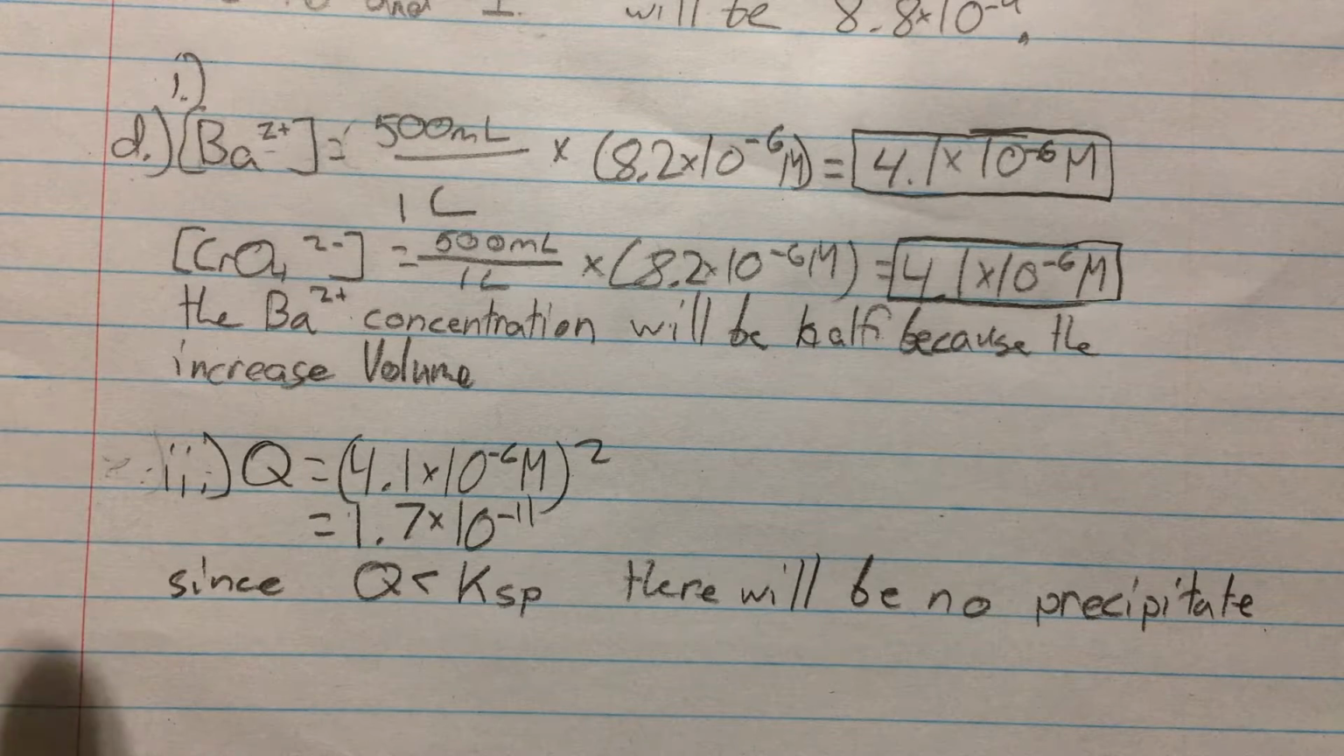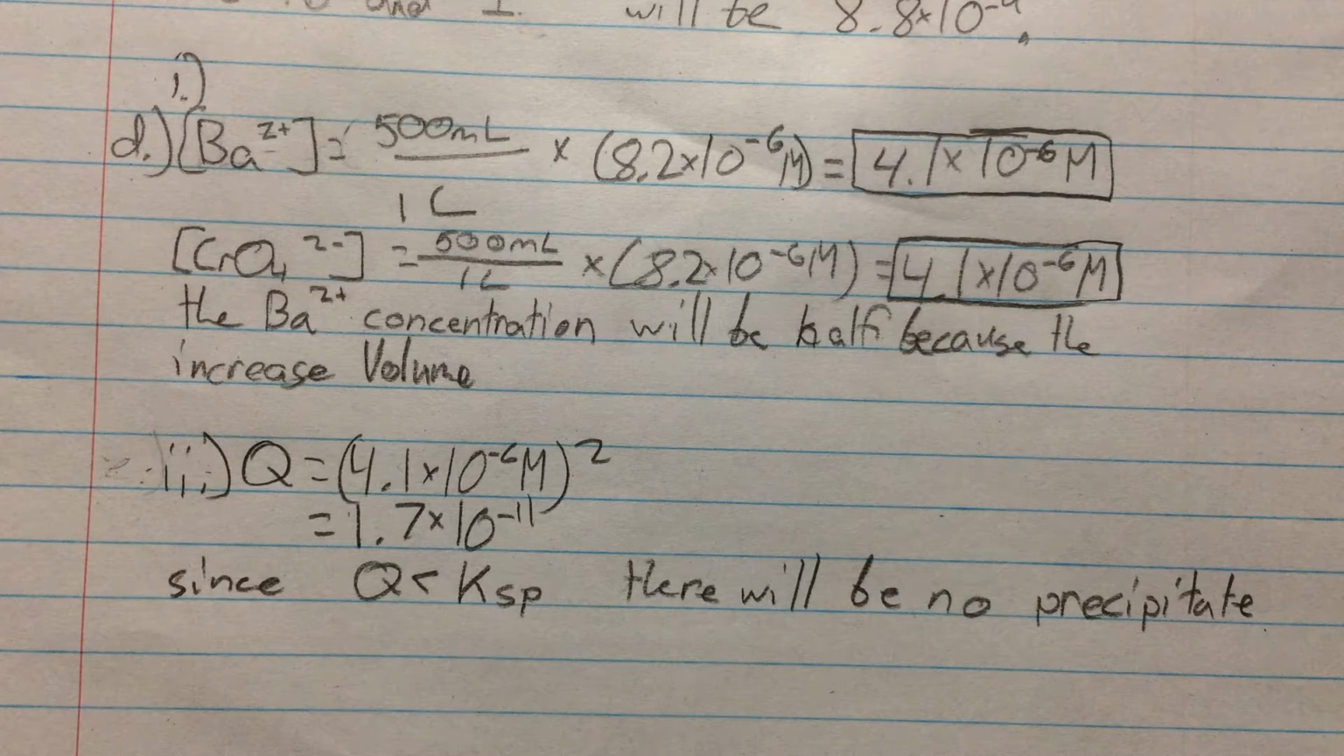So for Ba2+, we take the volume of Ba and divide by the total volume, and then multiply times its concentration. That'll give us 4.1 times 10 to the negative 6th molarity. And we repeat the same thing for CrO4. And the Ba concentration would be half because the volume is doubled.